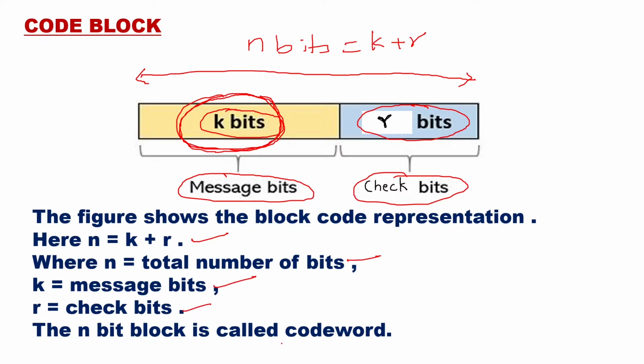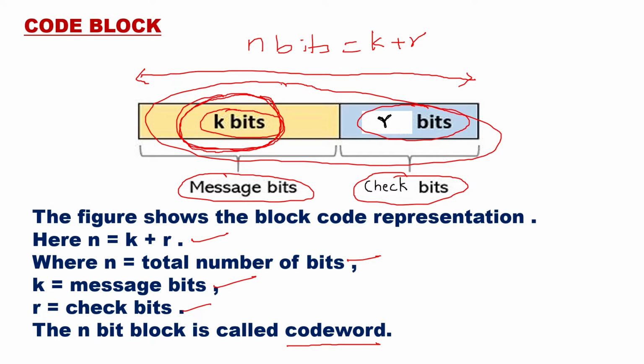The n-bit block is called a code word. Now this block plus the addition of extra bits will be called a code word. So this is a complete code word. Now this word you are going to modulate and send to the receiver. Clear? Now what is the use of this addition of extra bits?